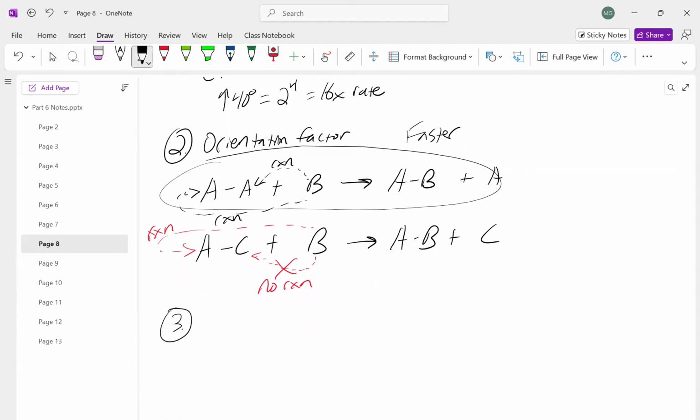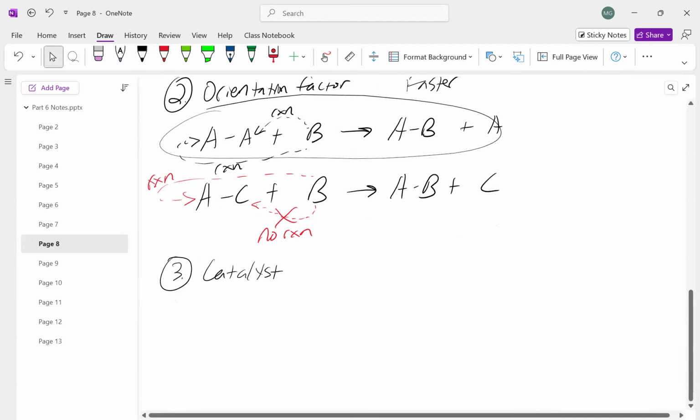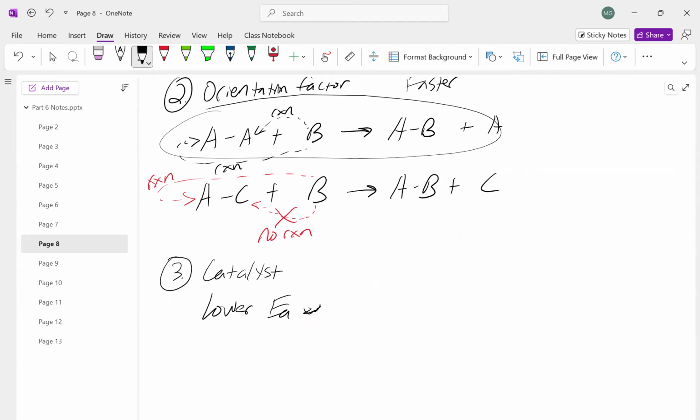And then the last thing that you looked at in general chemistry that affects the rate of a reaction is adding a catalyst. Simply, a catalyst is something that lowers the activation energy without being consumed.